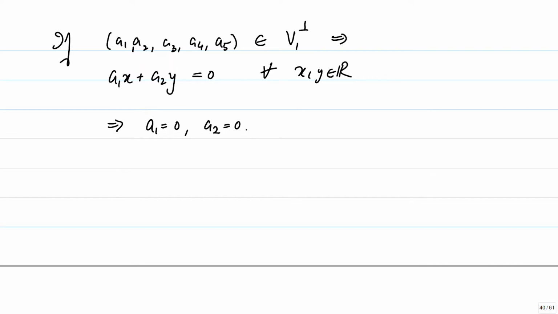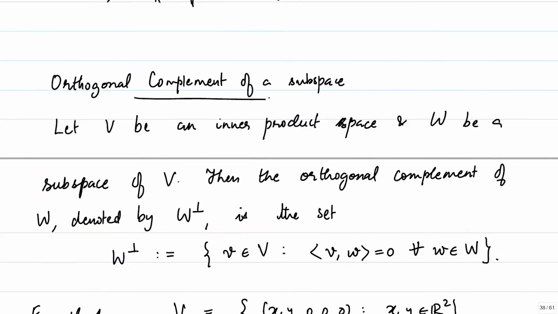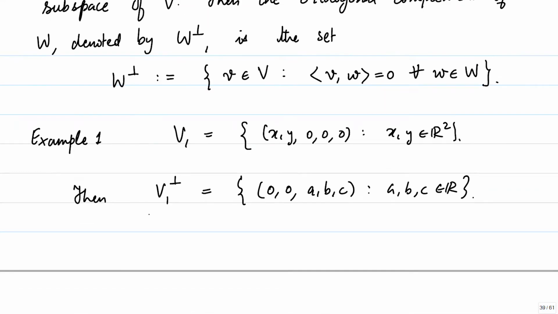For any values of A3, A4, A5, the inner product will turn out to be 0. Why is this the case? This implies that A1 to A5 with x, y and then 0, 0, 0 is equal to 0. That implies A1x plus A2y is equal to 0. Yes, so this is clearly the case when this happens. So V1 orthogonal is this particular set.